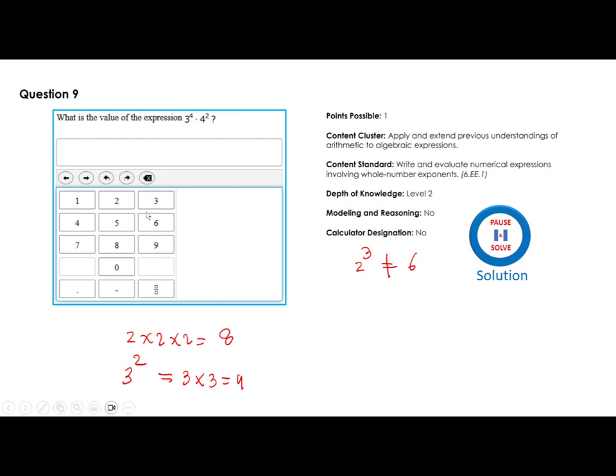So now when you get 3 to the power 4, that's 3 times 3 times 3 times 3, 4 times. And 4 to the power 2 is 4 times 4, 2 times. Now, it's no problem. You can do the math, and you find 81 times 16, which is 1,296. So a question like that, do not miss a question like that.